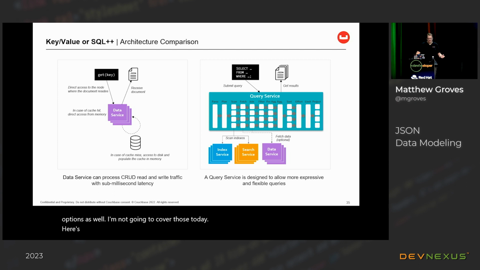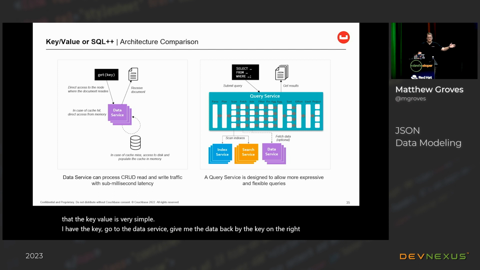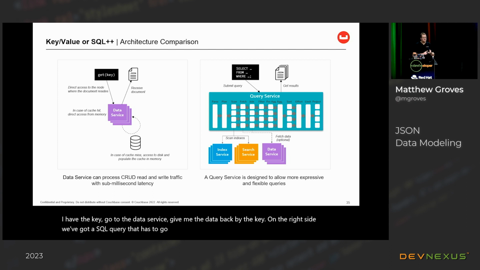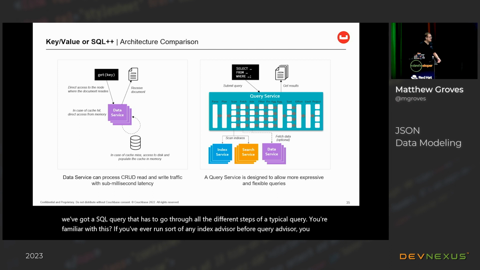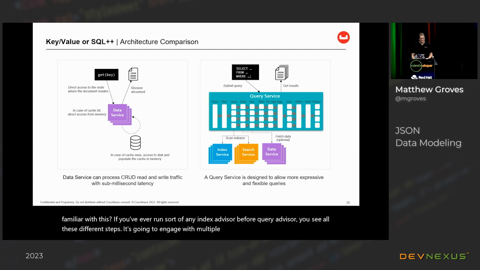Here's some more detail on the overhead involved. You can see the key value over on the left. This is a Couchbase example, but you get the point with any sort of database, that the key value is very simple. I have the key, go to the data service, give me the data back by the key. On the right side, we've got a SQL query that has to go through all the different steps of a typical query. You're familiar with this if you've ever run any index advisor or query advisor. You see all those different steps. It's going to engage with multiple services, index service, maybe potentially a search service, and then ultimately, of course, the same data service as the key value uses. But not every operation we want to execute, we know the key ahead of time. So we have options now.